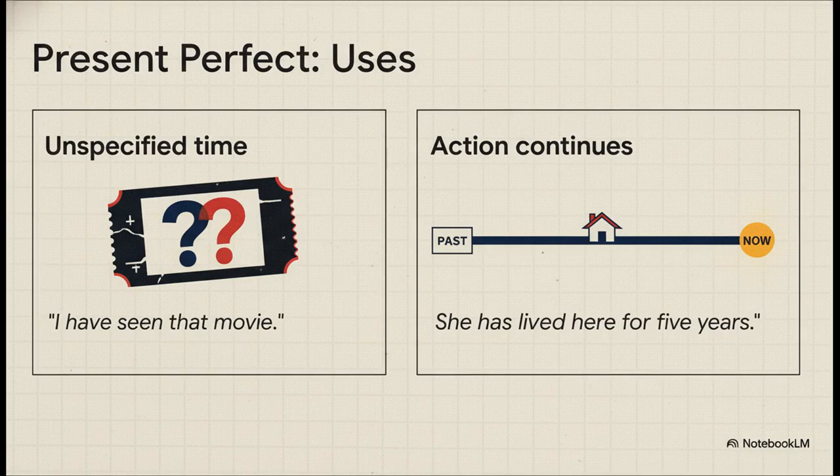First, you can use it to talk about a past event without saying exactly when it happened, because honestly, the timing just isn't important. I have seen that movie. When? Doesn't matter. The point is, I've seen it. Its second superpower is describing an action that started in the past and is still true today. She has lived here for 5 years, means she started 5 years ago and she still lives here now.